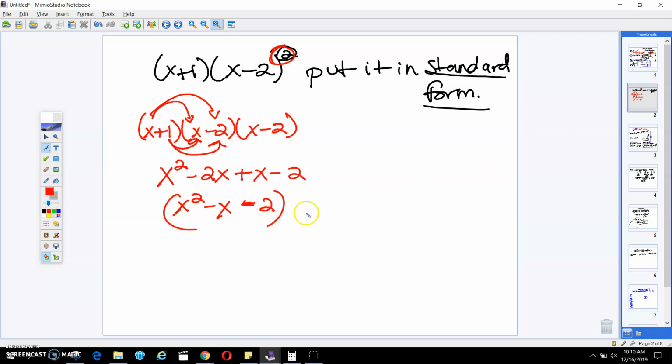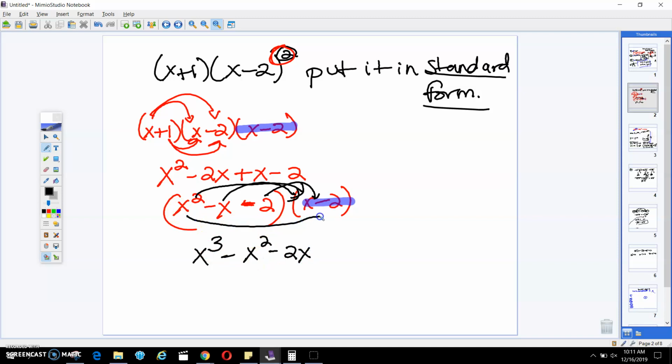And then I'm going to multiply by that x minus 2 that I have left over. So you see right here where I was like, all right, there's 2 of them. I'm going to bring it down here and I'm going to multiply by that. So I'm going to distribute. X squared times x is going to give me x to the 3rd power. Negative x times x is going to give me negative x squared. Negative 2 times x is going to give me negative 2x. And I'm going to multiply the other numbers. So x squared times negative 2 is negative 2x squared. Negative x times negative 2 is going to give me positive 2x. Negative 2 times negative 2 is going to give me positive 4.